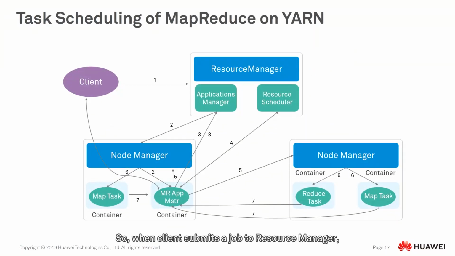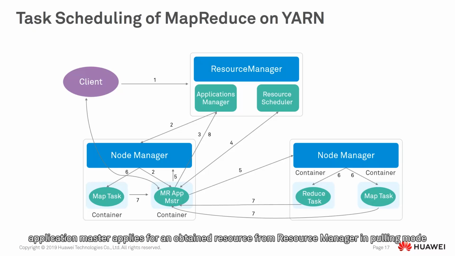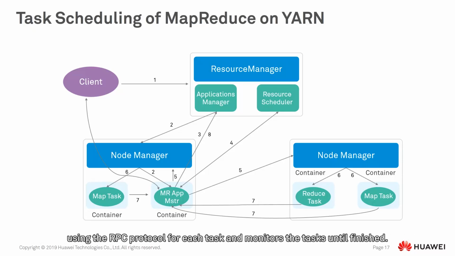So when a client submits a job to resource manager, the resource manager receives the job and allocates the first container for the application program and asks node manager to start application master in the container. Then application master registers with the resource manager so users can directly view the operating status of the application programs. After that, application master applies for and obtains resources from resource manager in polling mode using the RPC protocol for each task and monitors the tasks until finished.